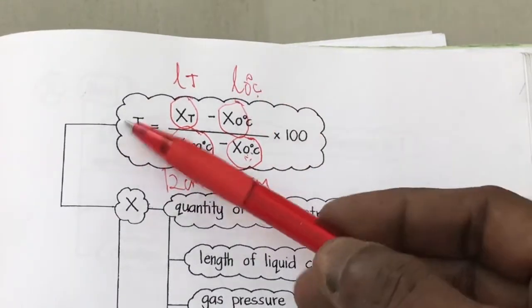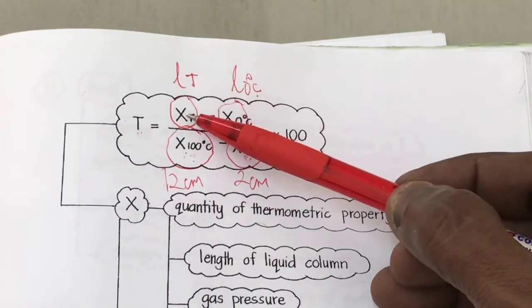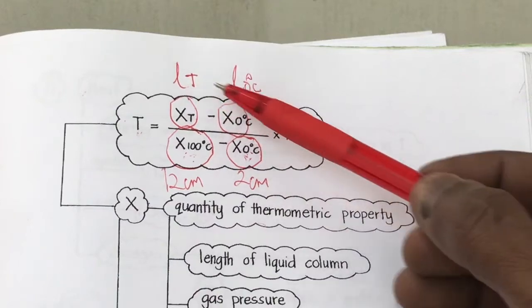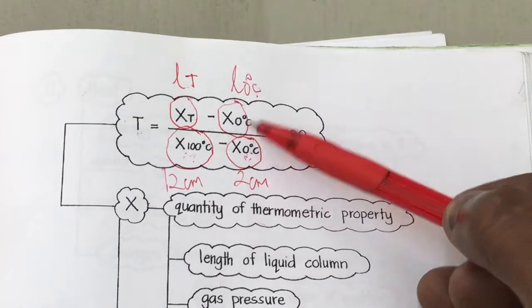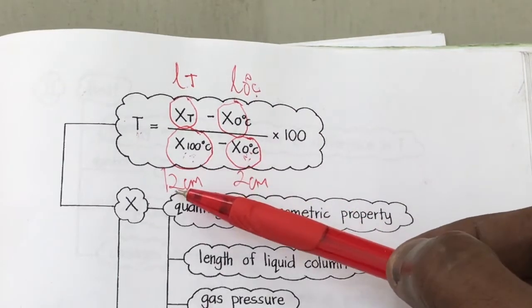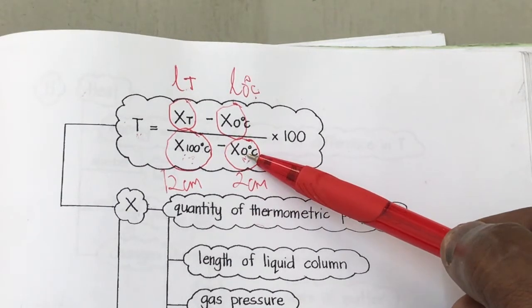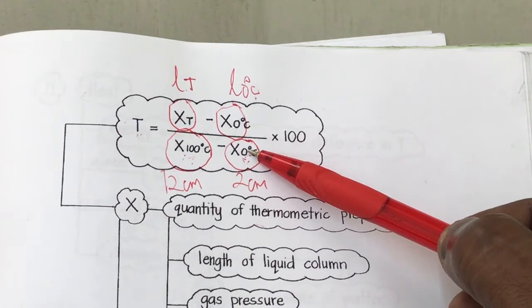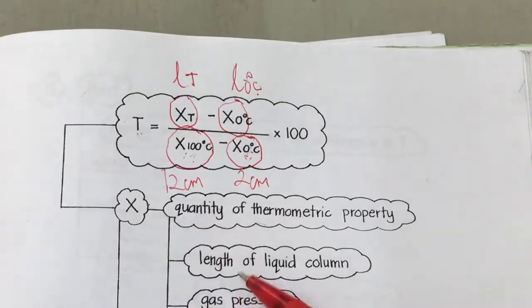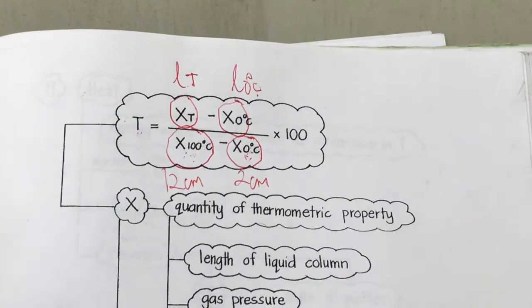I repeat, to measure a particular temperature, we measure the length of the mercury at that temperature minus the length of mercury at 0 degrees Celsius, divided by the length at 100 degrees Celsius minus the length at 0 degrees Celsius. The denominator is the difference in the length. So X here represents the length of the liquid column, in this case the mercury.